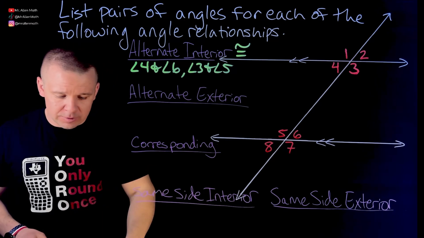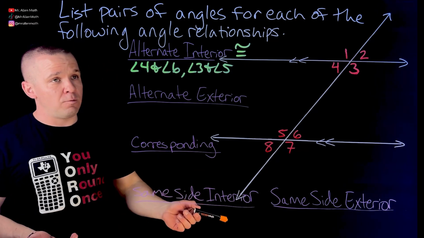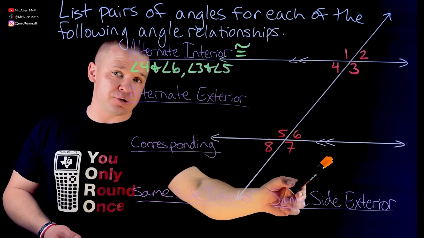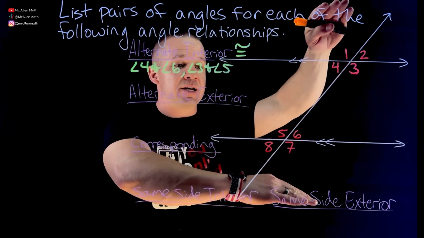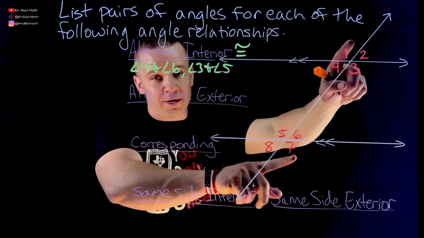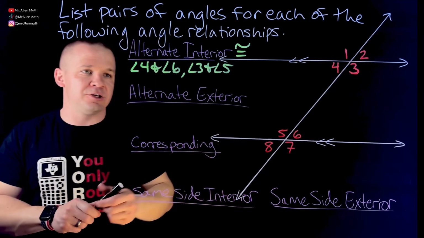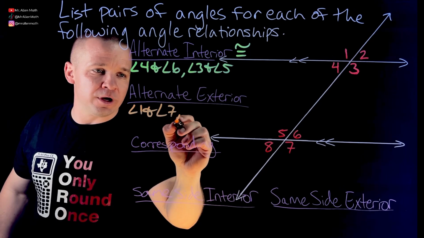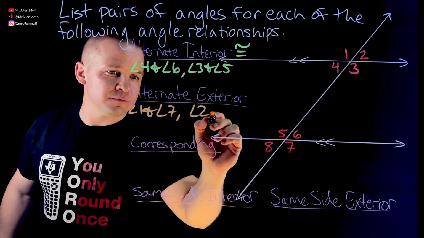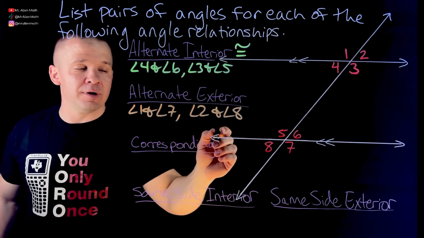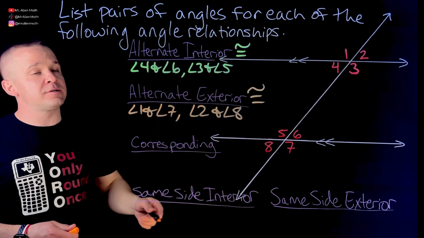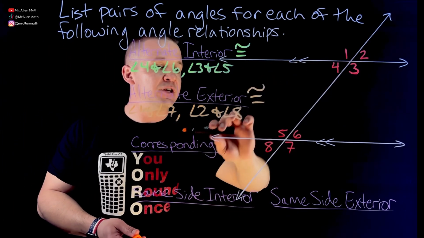All right, next one. Alternate exterior. Well, still alternate sides of my transversal or opposite sides of my transversal, but this time I'm on the outside of the parallel lines. So we're looking at 1 and 7, 2 and 8. So let's jot that down. And what do you think you know about these angles? 1 and 7, 2 and 8. If you're thinking congruent, you are absolutely correct. So alternate exterior angles are congruent when we have these parallel lines.